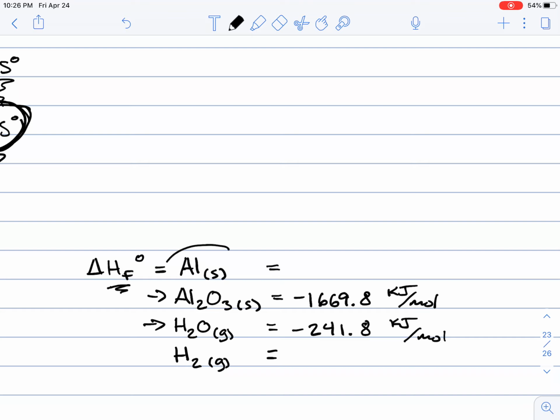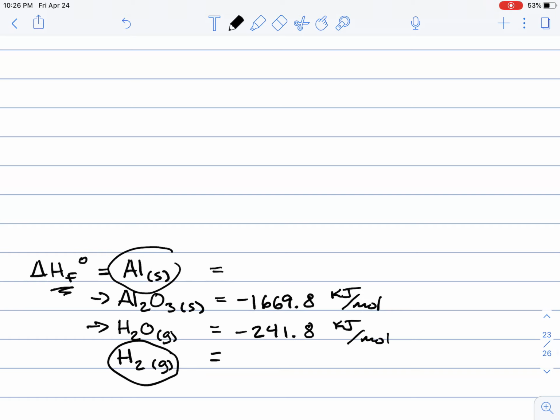Now, if you guys are looking at aluminum and hydrogen gas, which is found in your chemical equation, notice that there's no values listed down. The reason why is because these are pure substances, pure metallic substances, and the other one is a naturally occurring diatomic gas. So therefore, its value is going to be 0 kilojoules per mole.